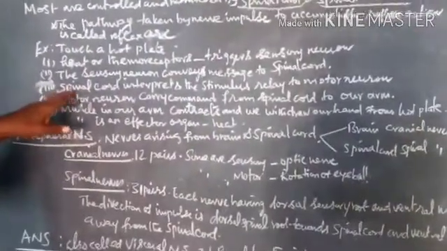Then the third step is the spinal cord interprets the stimulus and relates it to the motor nerve.